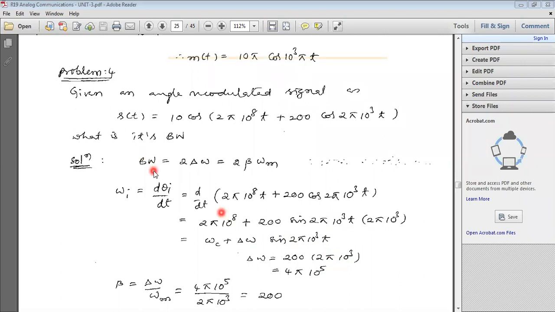So to calculate bandwidth, our requirement is delta omega. From this instantaneous frequency, first of all, you calculate delta omega. How did we get delta omega? By taking the derivation of theta i. Already in the signal we have theta, since he gave the angle modulated signal. Therefore this parameter is considered as theta i. By taking the derivation, we got the instantaneous frequency.